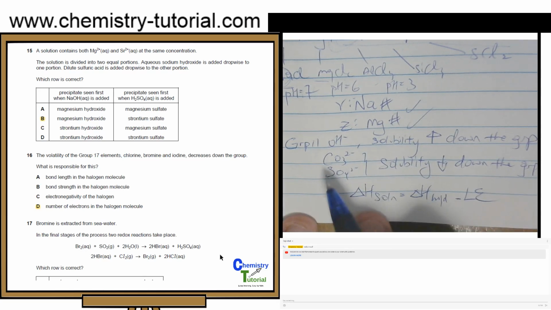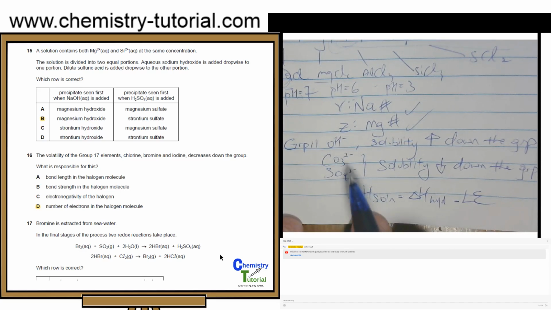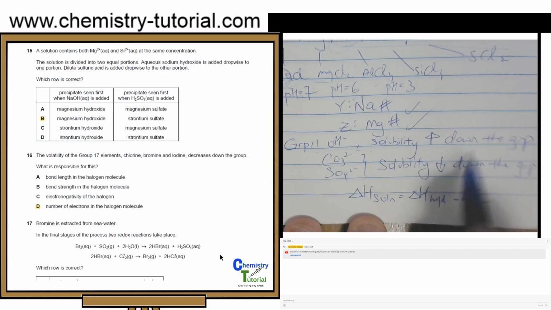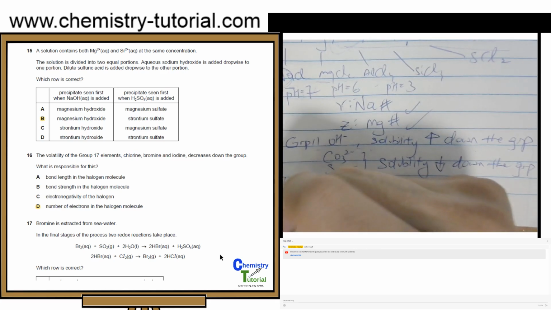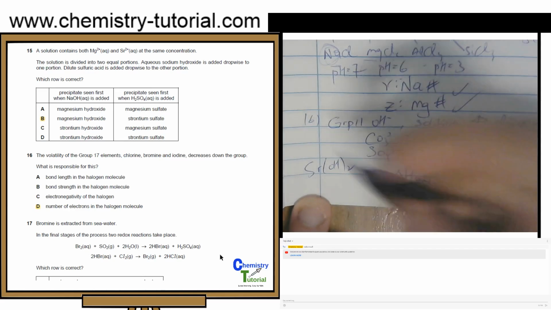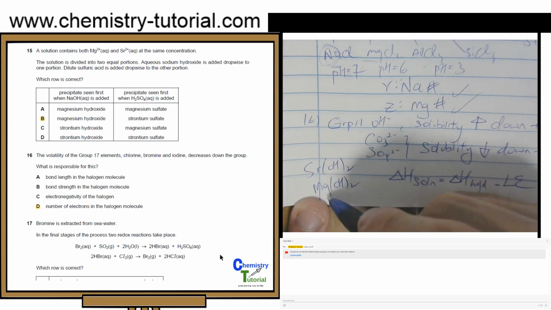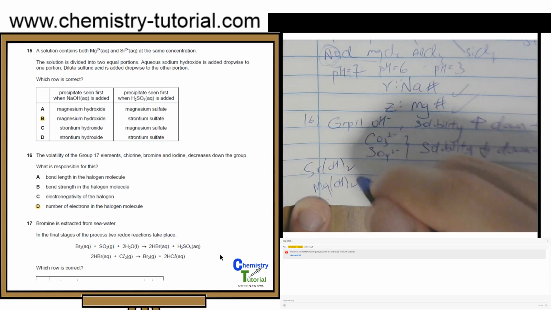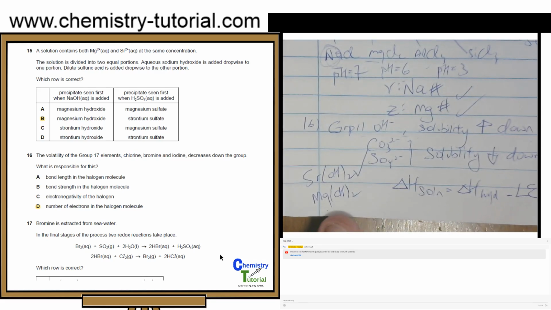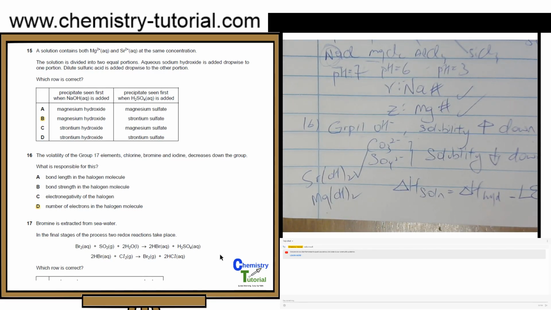Now, in this case here, which precipitate will be seen first? Now, if you understand that the group 2 hydroxide solubility actually increases down the group, so therefore, let's check. Strontium hydroxide versus magnesium hydroxide, which is actually more soluble? Well, strontium is below magnesium in group 2. So strontium hydroxide is actually more soluble compared to magnesium hydroxide, which means that we should see the precipitate of magnesium hydroxide first. Hence, you have to rule out options C and D and only consider options A and B.